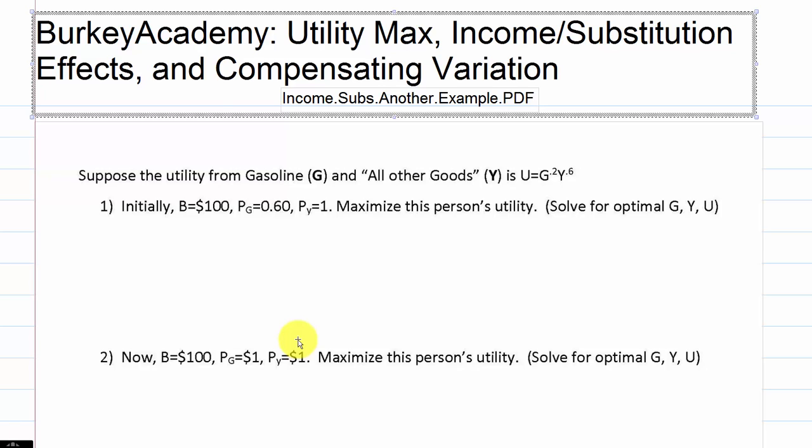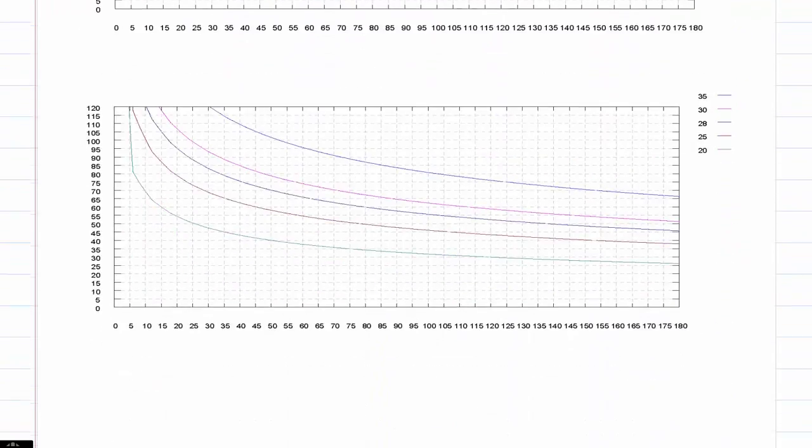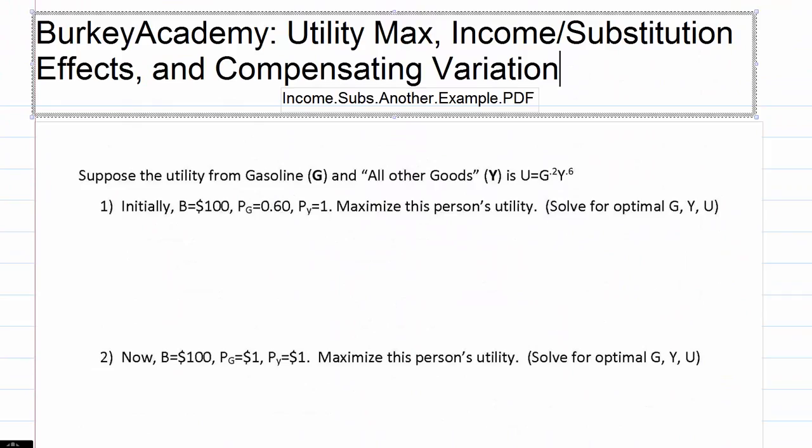So this is just yet another example. We'll also talk about the compensating variation, and we're going to graph our results down here on this page. So I have two different copies of the graph. And please, I encourage you, go download this handout.